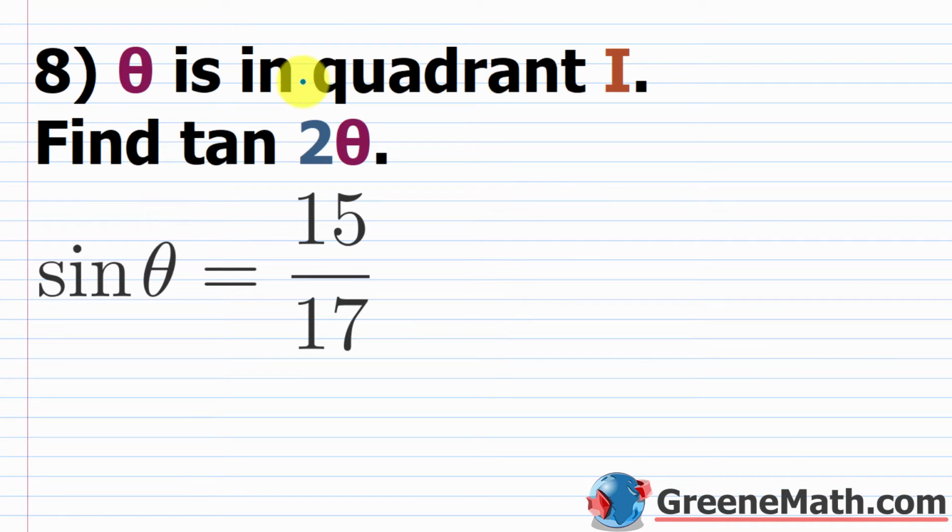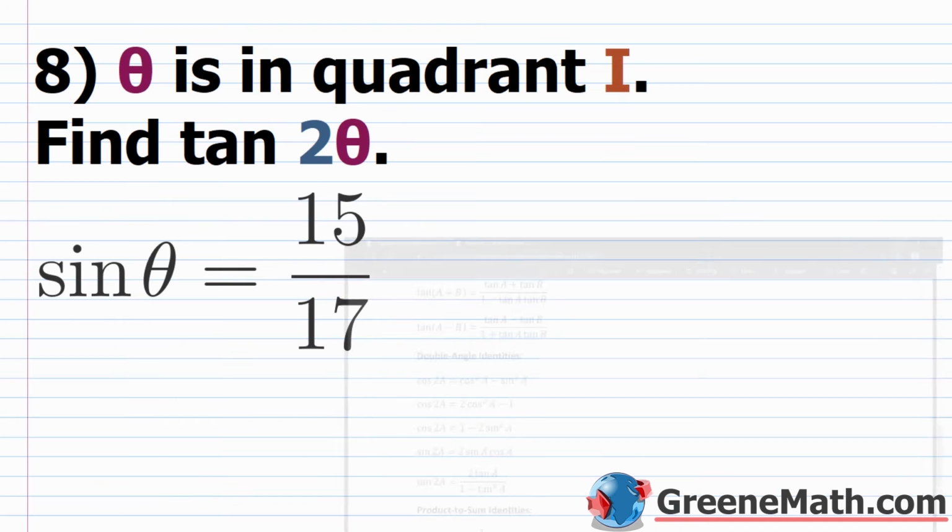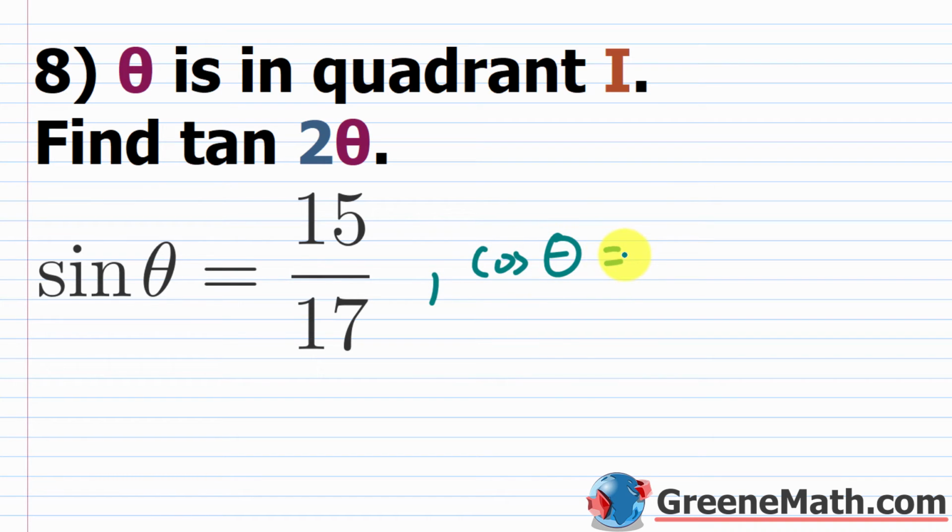All right, let's take a look at problem 8. So now we're told that theta is in quadrant 1. Find the tangent of 2 theta. So there's a lot of strategies for this. You have your tangent of 2a is equal to 2 times the tangent of a over 1 minus tangent squared a. So you could use that formula if you want. So basically you could find out what is the cosine of theta, and then you could build out your tangent of theta, and then you can plug into the formula to find the tangent of 2 theta. You could also find the sine of 2 theta and the cosine of 2 theta, and then you could just do the division to find the tangent of 2 theta. So whatever you want to do, I'm just going to go with the first route here.